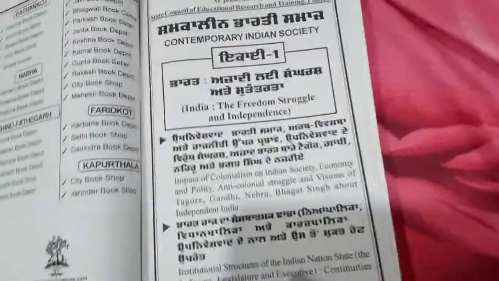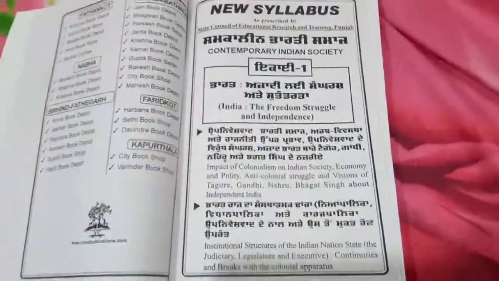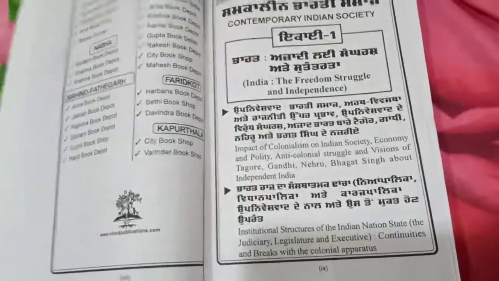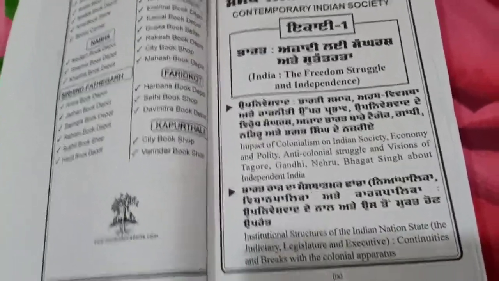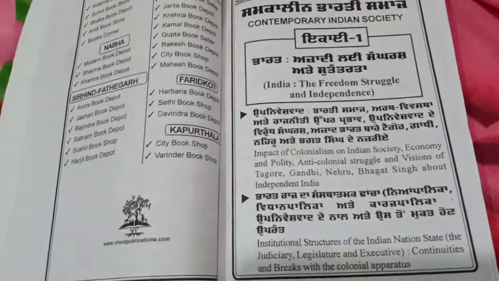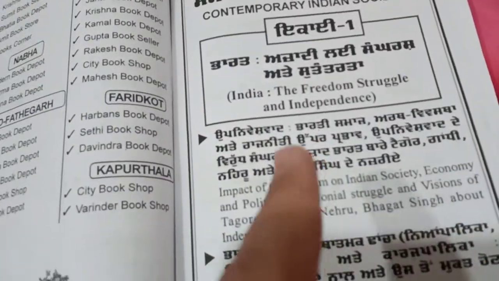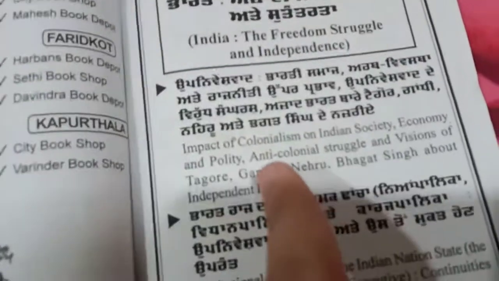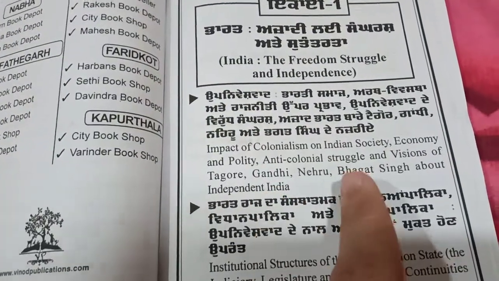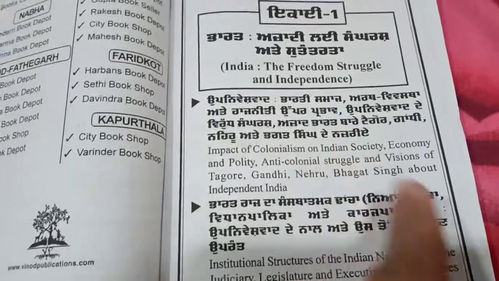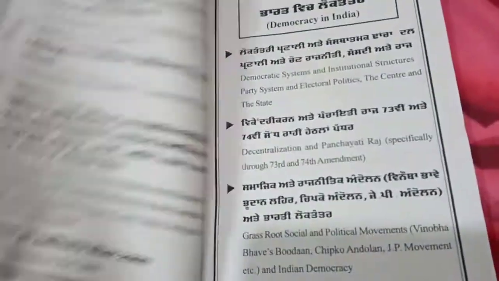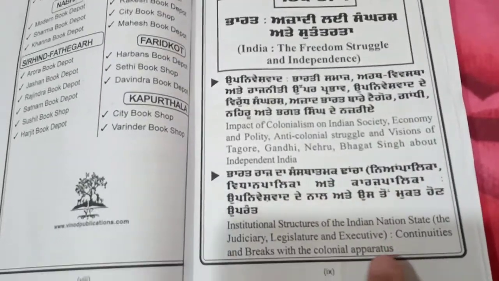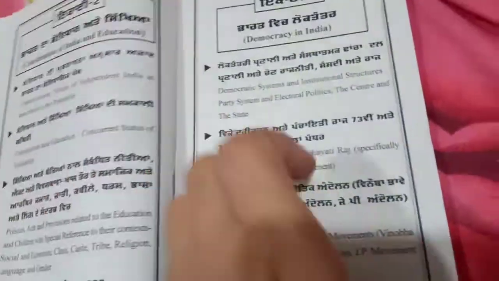So you can also check this out. The topics are given in both English and Punjabi, because it is a Punjabi medium book, but it is still given in English also, so that both Punjabi and English kind of readers can buy this book and read it. So let's now go to unit 1 and match it with the contents: impact of colonialism on Indian society, economy and polity, anti-colonial struggle, then international structure of the Indian nation state, till continuities and breaks with the colonial apparatus. So unit 1 is absolutely clear. You can check this out.